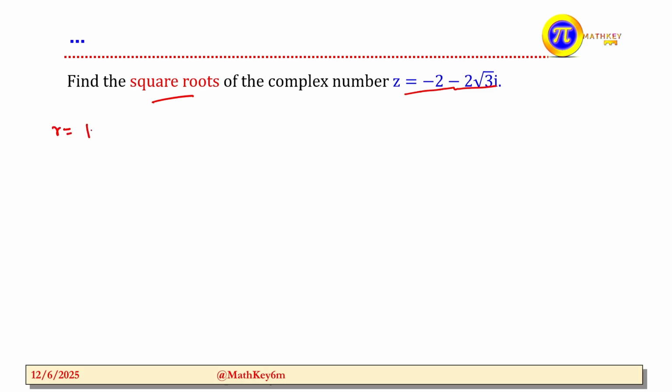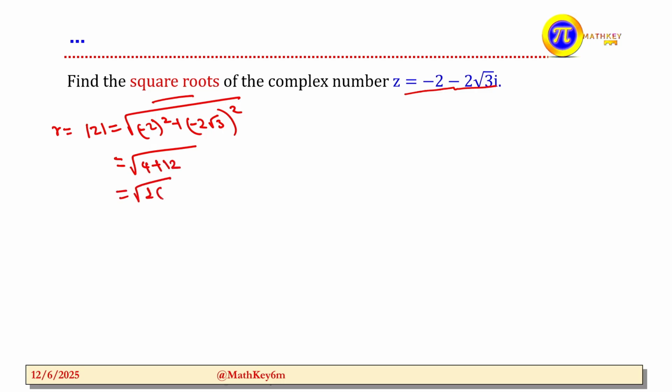The modulus, or r, of this complex number is the square root of the real part squared, that is negative 2 squared, plus negative 2 root 3 squared, under the square root. That is the square root of 4 plus 12, which equals the square root of 16, that is 4. Our modulus is 4.